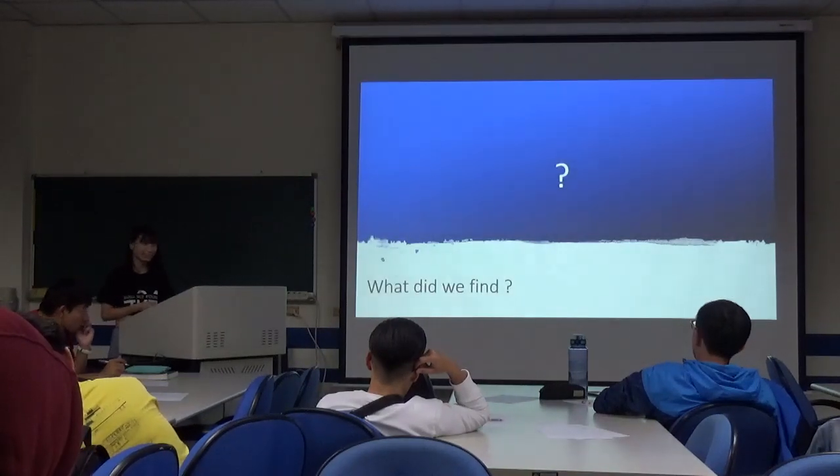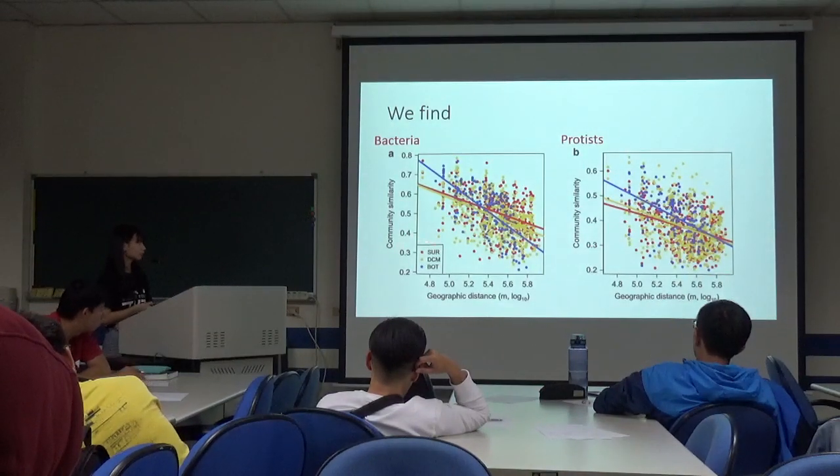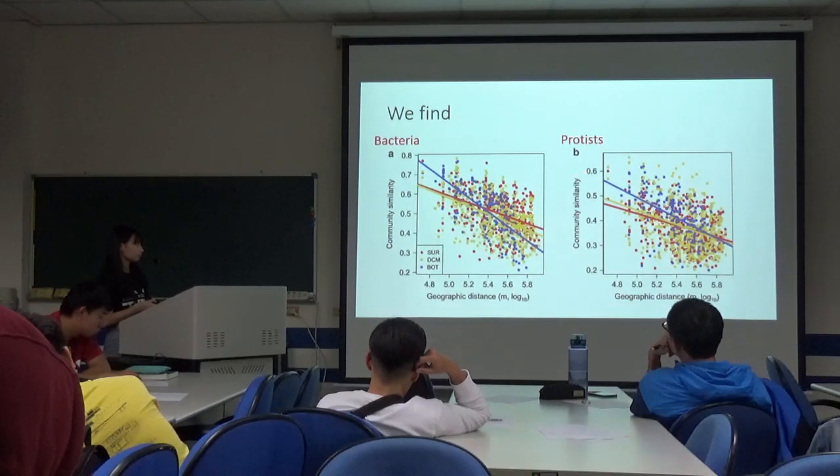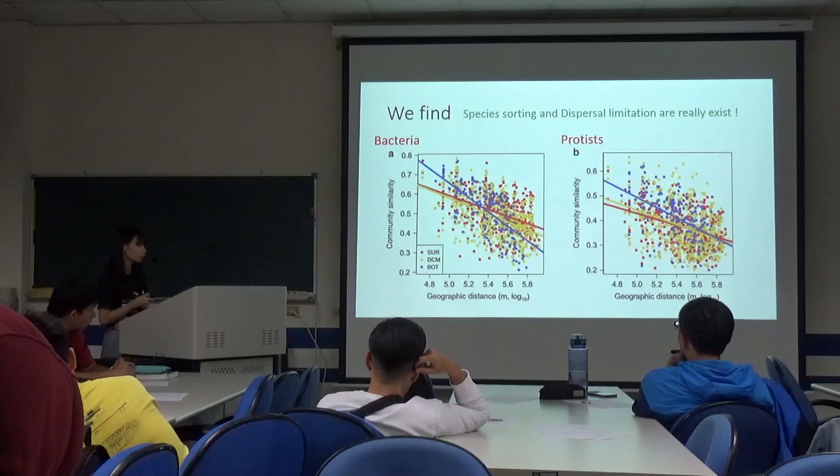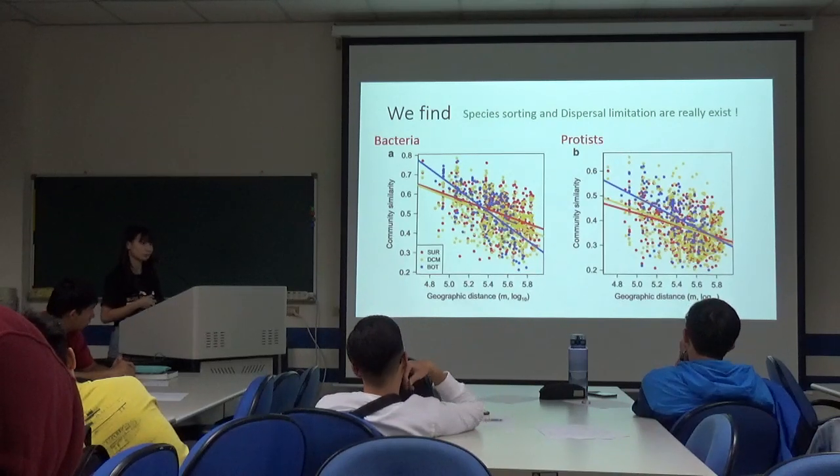So what did we find? In these two pictures, you can see A is bacterial and B is protist. The x-axis is geographic distance and the y-axis is community similarity. And the three colors: red means surface, yellow means DCM, and blue means bottom. When we use the redundancy analysis to test whether it is significant, we see it is significant. So we will say species sorting and dispersal limitation really exist. They really do something in community assembly.